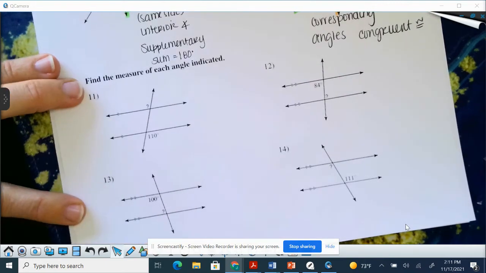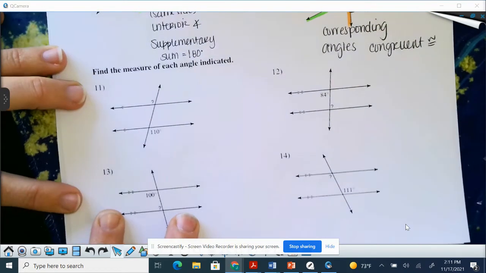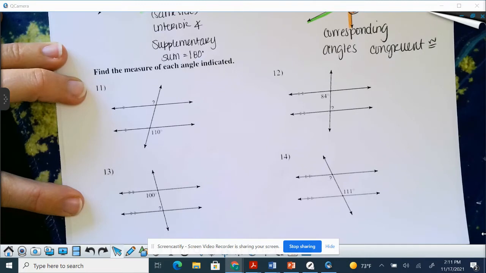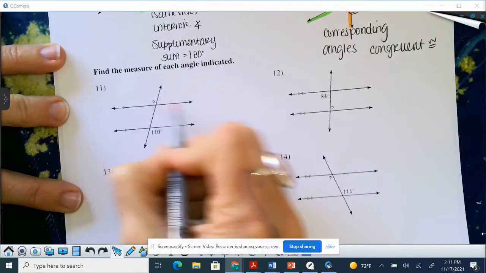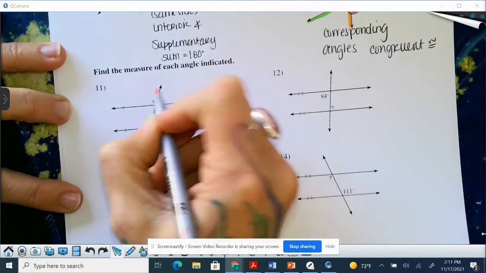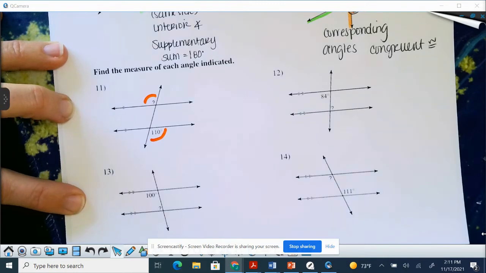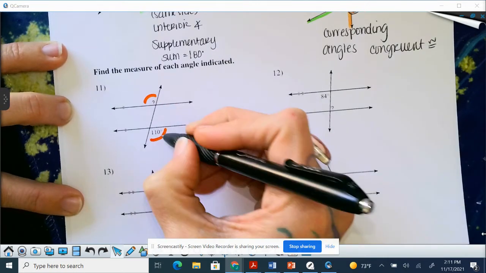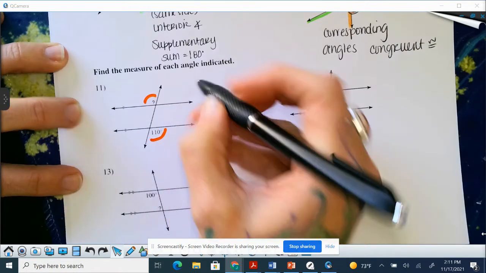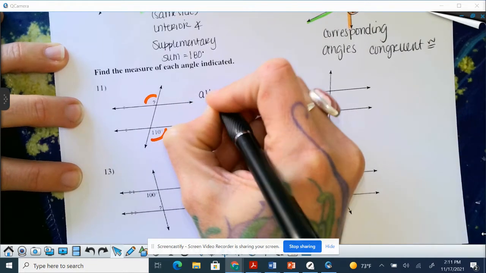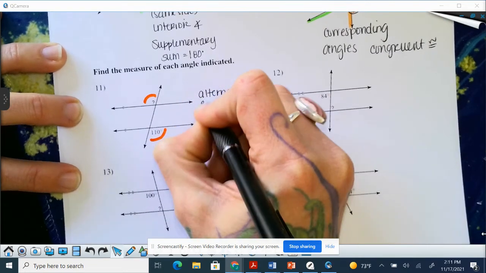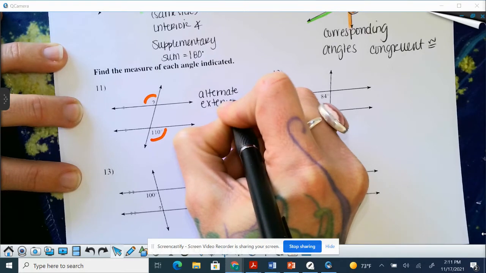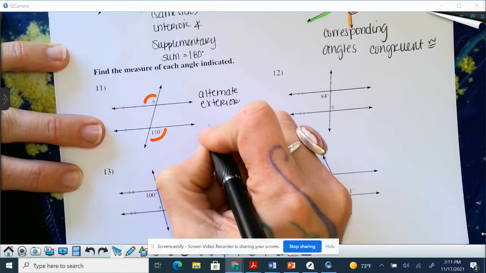So using what we know about their locations and their congruency or their being supplement to each other, we're going to look at our two parallel lines cut by a transversal. We have 110 and a question mark, so that's what we're solving for. Those are alternating, and they're on the outside. So we know these are alternate exterior. And we know alternate exterior are congruent, so our answer should be 110 degrees.